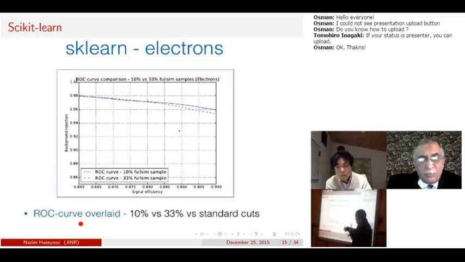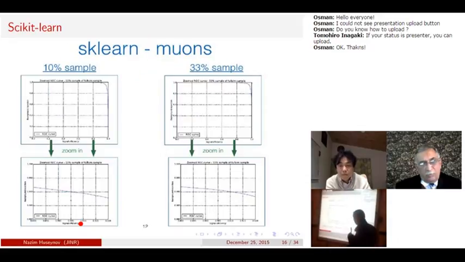Same slide for muons. I won't repeat; that was for electrons, and this is the same slide for muons. Next slide. Same slide for muons in zoom, and you can see the point after the standard cut and our curve. Next slide.